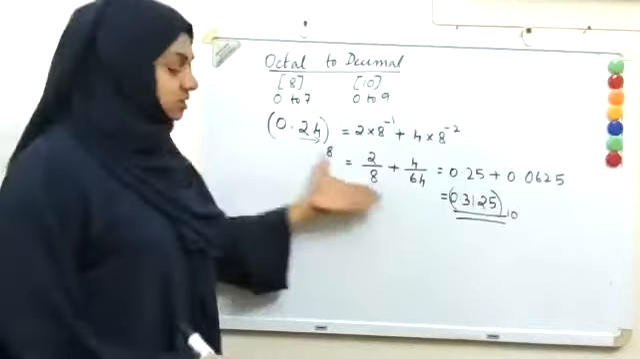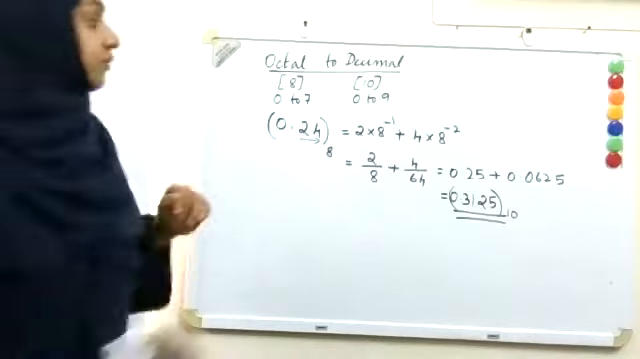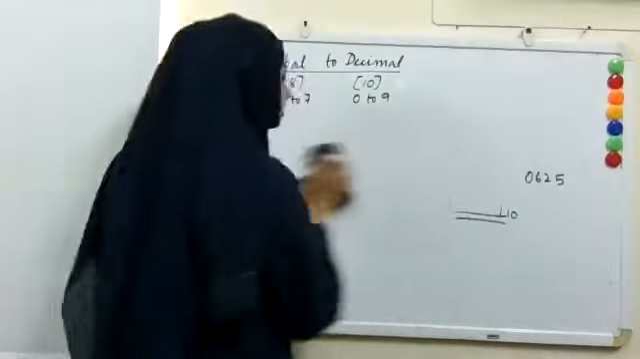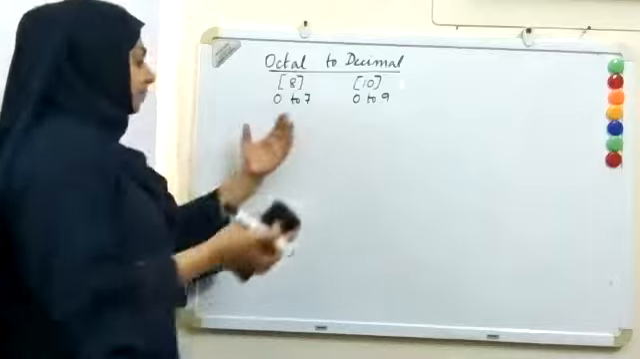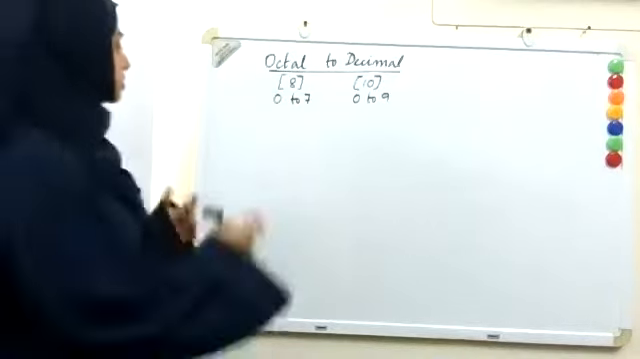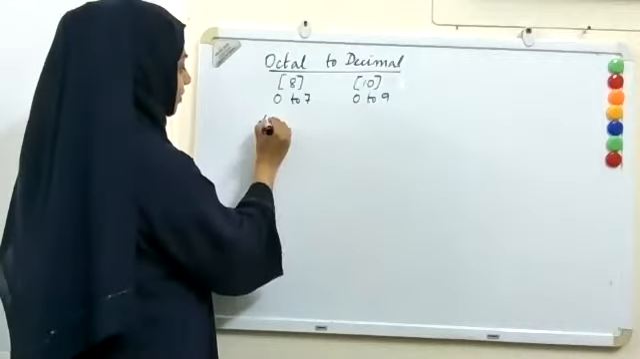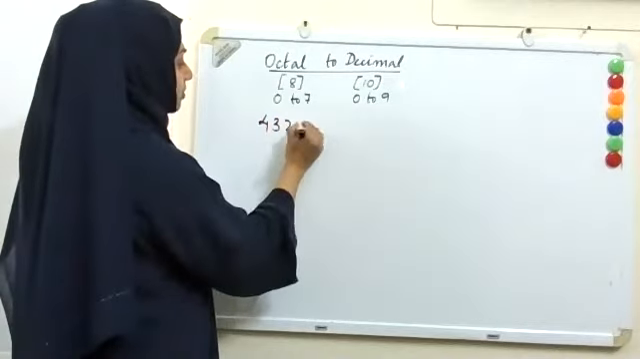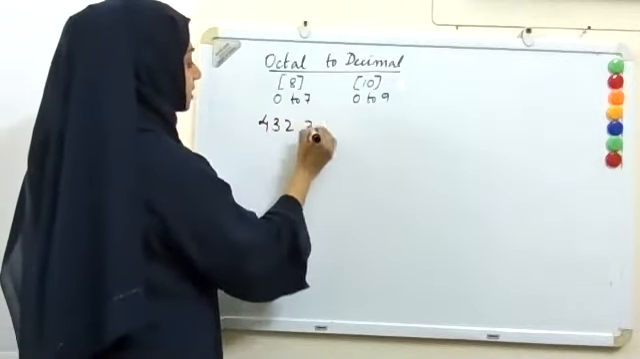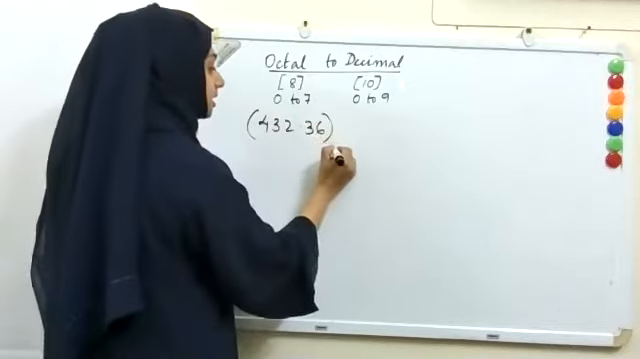Say yes or no. Is this clear? Yes, teacher. Okay. Then I will take one number with both point and digits on both sides of the point. So let me take any number. You can also suggest. Maybe 432.36.